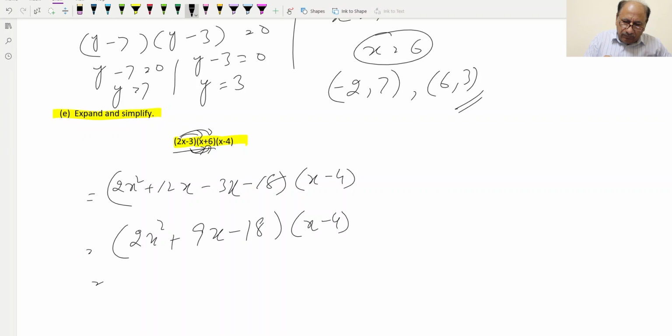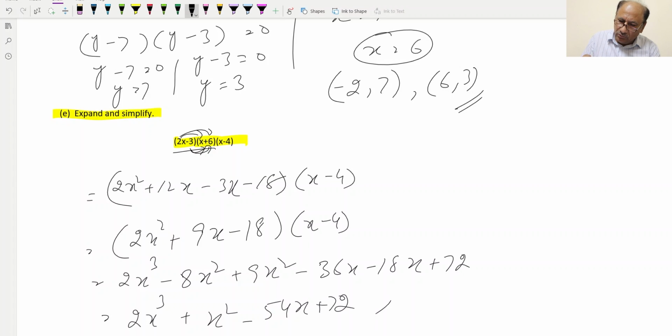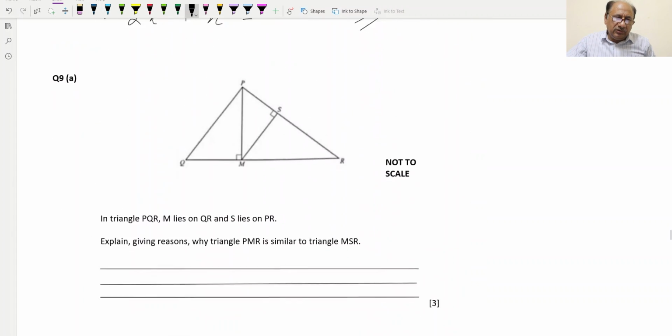Now we can multiply, so 2x multiplied by x will be 2x cubed, then minus 8x squared, then 9x into x will be plus 9x squared, 9x into minus 4 will be minus 36x, then minus 18 into x will be minus 18x, and minus 18 into minus 4 will be plus 72. Now adding the like terms, the cubic is only 1, then plus x squared, then minus 54x and plus 72, and this will be the final answer for this question.